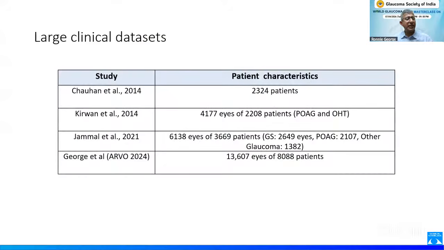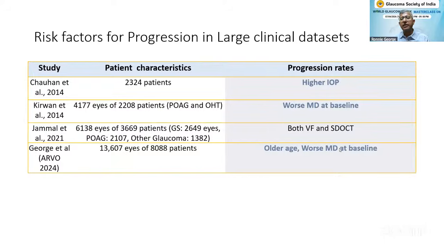I'm also going to end with a few large clinical data sets. I'm going to show you 4 large clinical data sets: one of about 2,000 patients, one of 4,000, one of 6,000, and one of ours, which is about 8,000 patients. When you look at the risk factors in these large data sets, you find that higher intraocular pressure was a risk factor for Chauhan et al. For both Kirwan and our data set, older age at baseline and worse MD at baseline were risk factors. For Jamal et al., both the visual fields and the SD-OCT worse parameters at baseline were risk factors for progression. We also found that if you are older, you are more likely to progress.